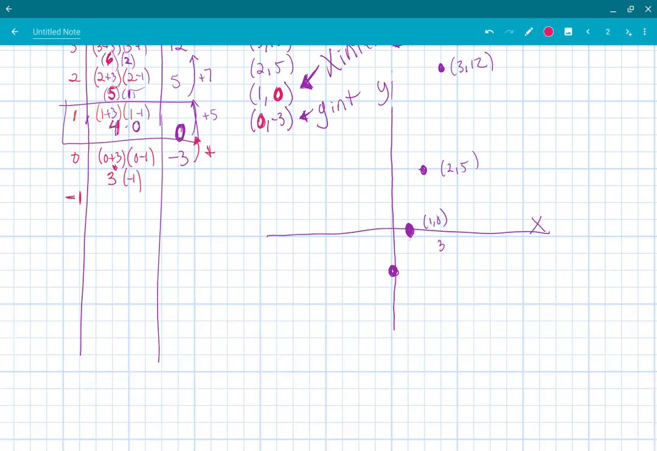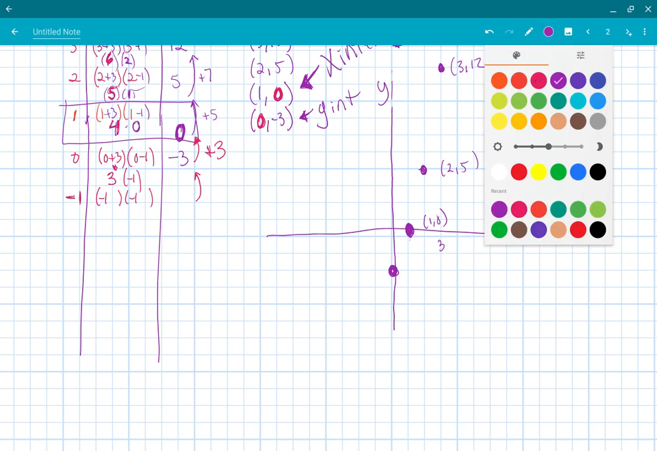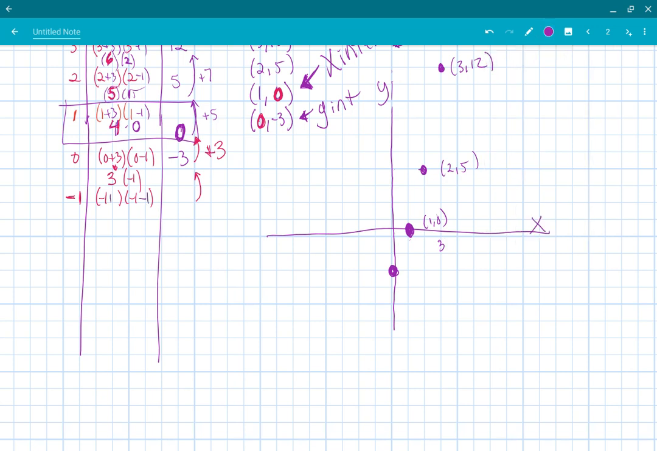Plus 3. All right. What do you think the one right before it was? Okay. All right, so we're going to plug in -1 for x. So -1 plus 3. So 3 minus 1 is 2. And -1 minus 1 is -2. So this is -4.